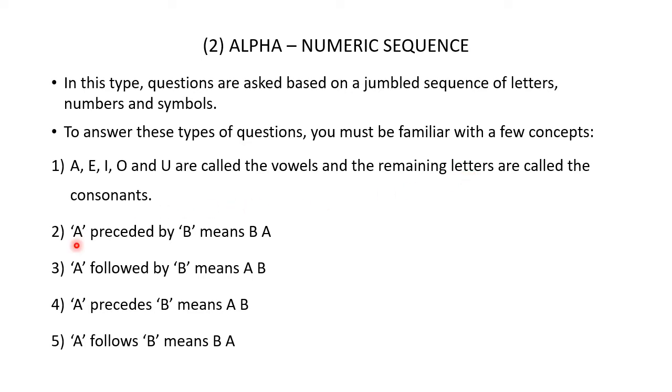A preceded by B means BA, that is B comes before A. A followed by B means AB, that is B comes after A. A precedes B means AB. This means A comes before B. A follows B means BA, that is A comes after B.